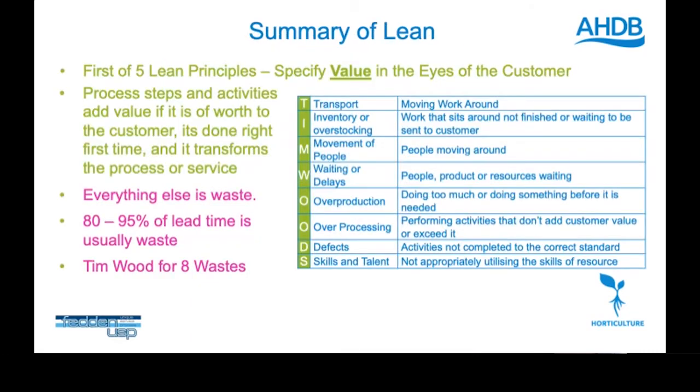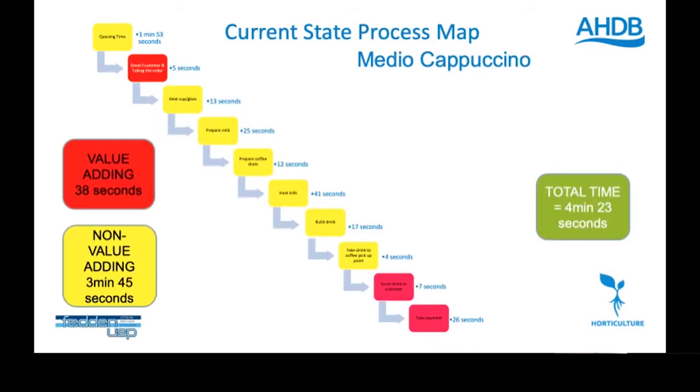So very quickly, just a very brief reminder of the stuff that we've covered. So this is the overview of the 5 lean principles and also the Tim Woods, the types of waste. Then we moved on to talk about process mapping, and we talked through how you map out a process and identify what adds value, what doesn't add value.